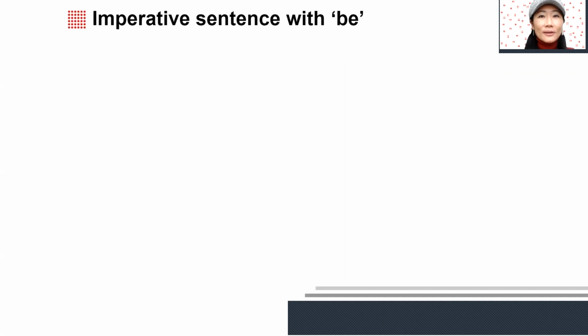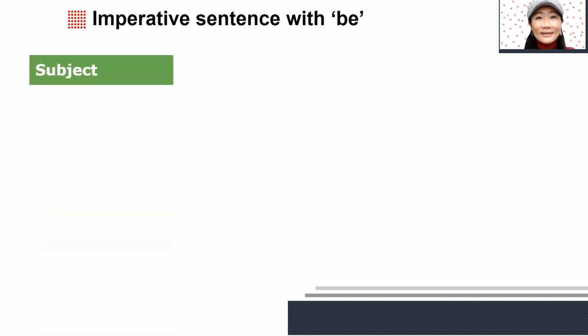In this video, we are going to learn a type of sentence called imperative. And today we will learn imperative sentences with be verbs. You can also learn more about imperative sentences in other posts and videos.